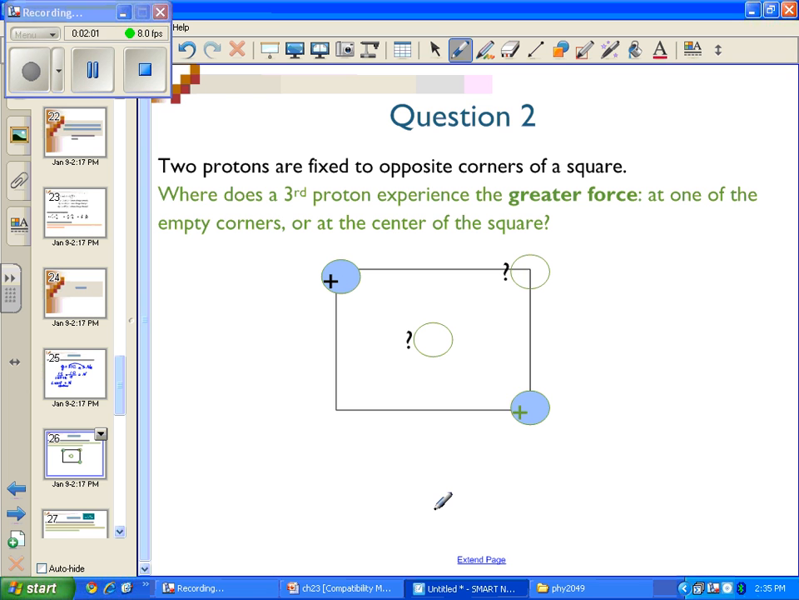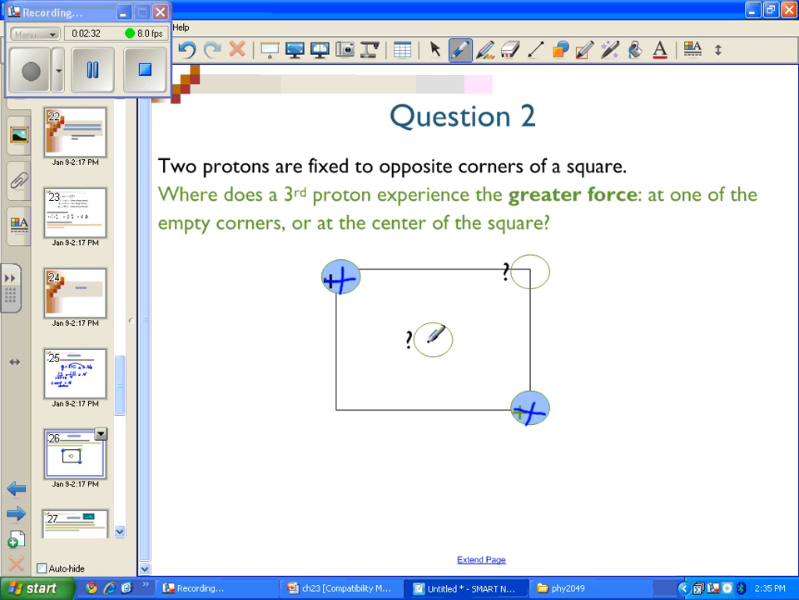Here we are given two protons that are fixed to opposite corners of a square. So here's proton 1. We are a little bit out of alignment here in the drawing. And proton 2. And the question is, where should we put the third proton in order for it to experience the greater force? Now this problem requires us to think in terms of the vector nature of force.